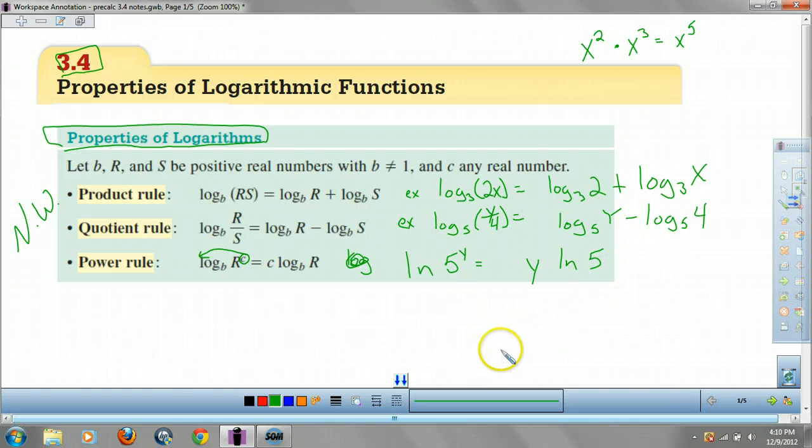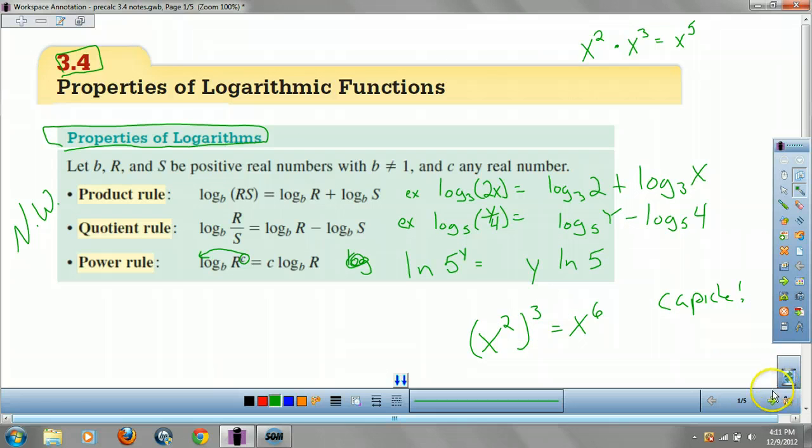And this comes from, remember this rule? You multiply your exponents. That's where that comes from. Multiply your exponents. Same as your exponent rule. Capiche?